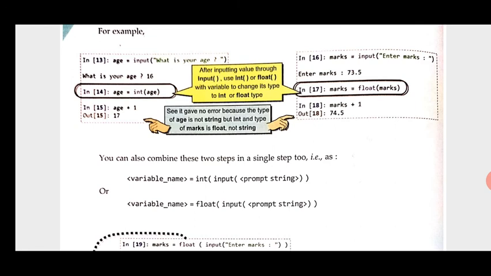Similarly, in input line 16, marks is equal to input, "enter marks", whatever value is given by the user, that is 73.5, till now it is a string value. Now in line number 17, marks is equal to float(marks). Now the value of marks, 73.5 as a string, is converted into a float value. After that in line number 18, marks plus 1 gives 74.5.